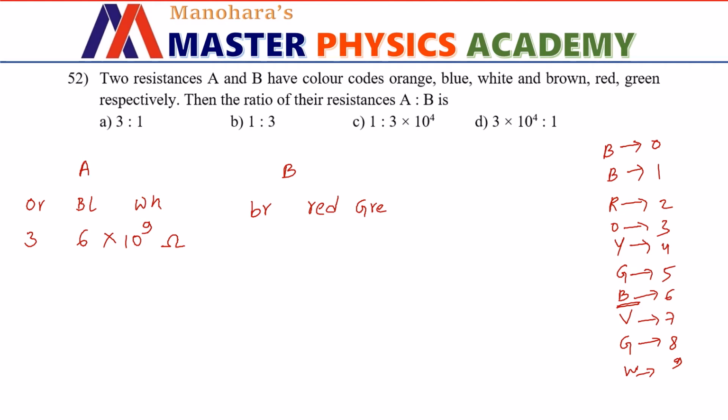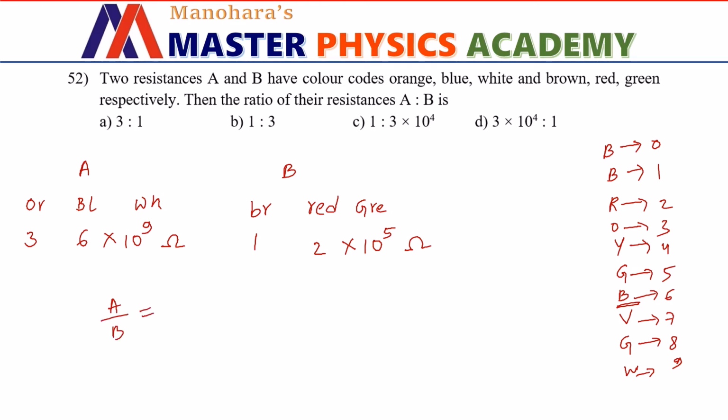Now if you check for B, brown is 1, red is 2, and green means it is going to be 10 to the power 5. So 12 into 10 to the power 5 ohm is the resistance B. We need to take the ratio now, so A is to B.